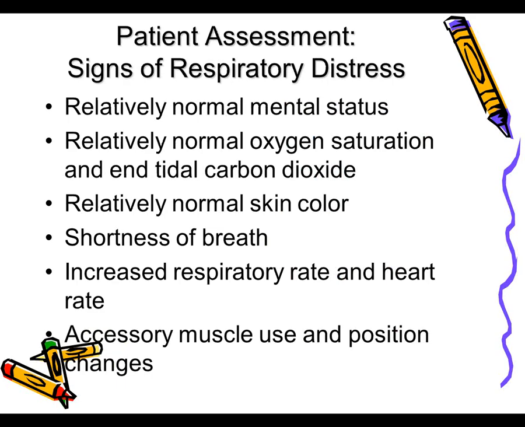Respiratory distress, the compensatory mechanisms are working. The patient's going to have a normal mental status. They're going to be alert, awake, and oriented. Their SATs may be relatively normal, between 94 and 99%. Their end-tidal CO2, if you're able to measure that, might be relatively normal, between 35 and 45. Their skin should be relatively normal. There should be no cyanosis. They may complain of shortness of breath.